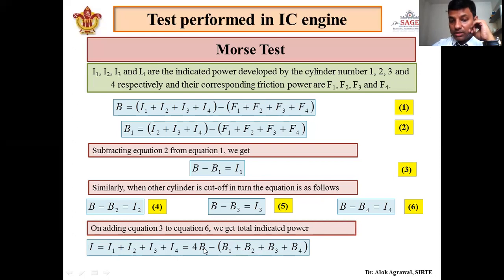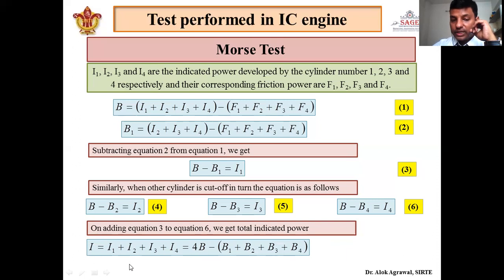Now see, this B and this B1, B2, B3, B4, all the values can be calculated with the help of brake power or dynamometer. Sorry, all the brake power can be calculated with the help of dynamometer. So the right hand side, the complete thing, is known to us. B is known to us, B1, B2, B3 and B4 are known to us. So with these known values, we can easily calculate the indicated power of the engine.